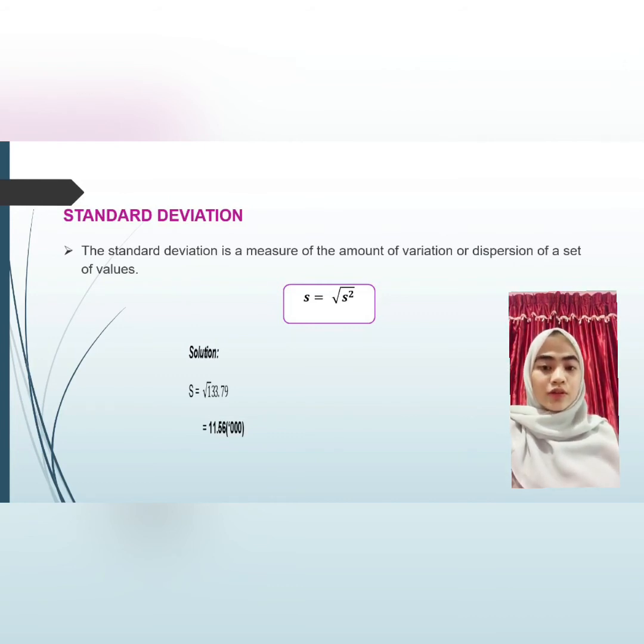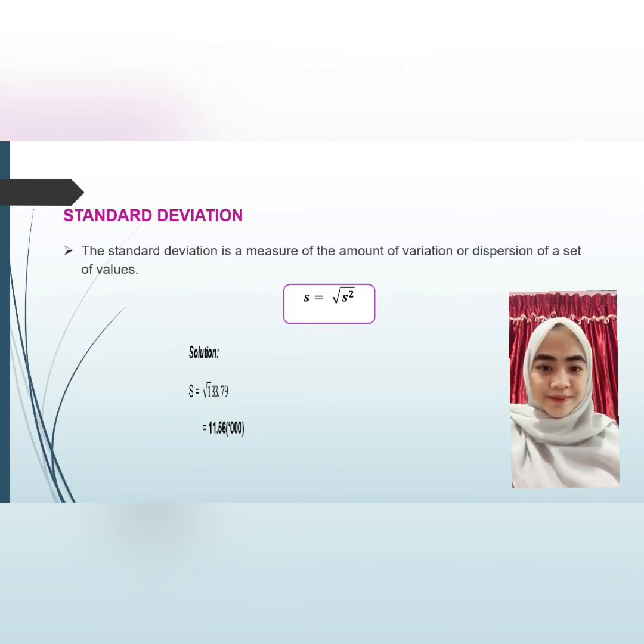Okay, for the last one, we need to find the standard deviation. The formula to find the standard deviation is s equals square root of the variance, and we get the solution is s equals square root of 133.79, and we get the answer is 11.56 in thousand people. Okay, that's all.